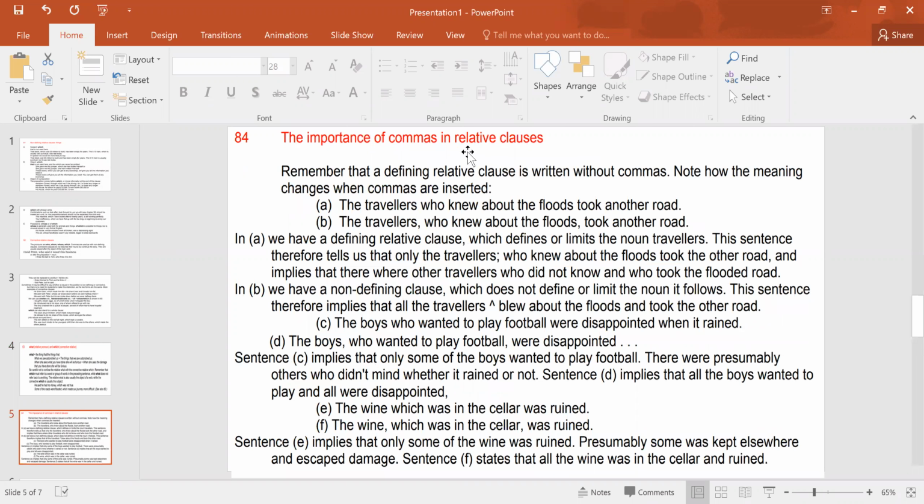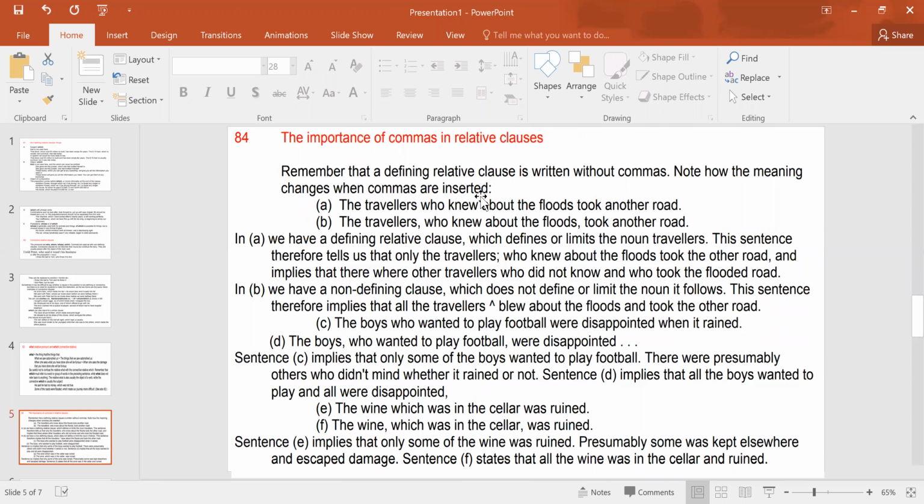The importance of commas in relative clauses. Oh, this is very, very important. Remember that a defining relative clause is written without commas. Note how the meaning changes when commas are inserted. So when you write a defining relative clause, you write it without a comma.